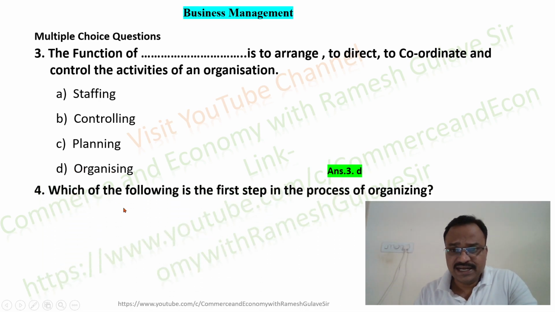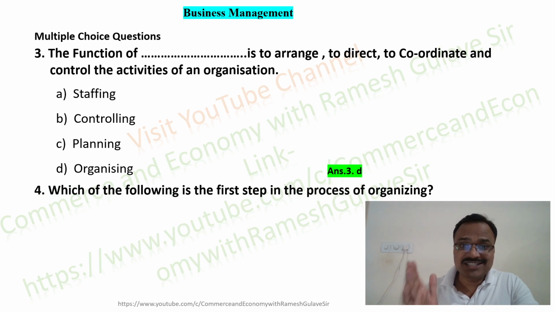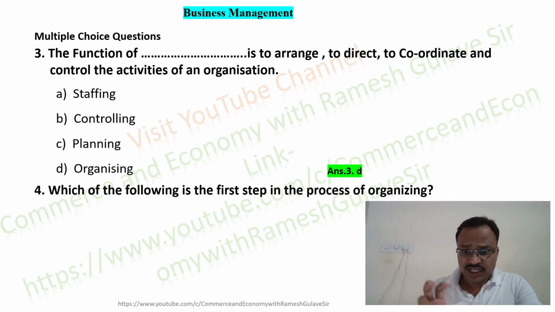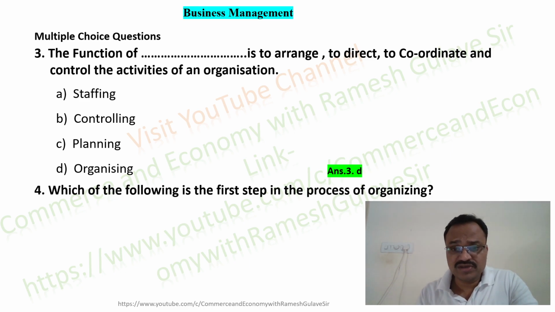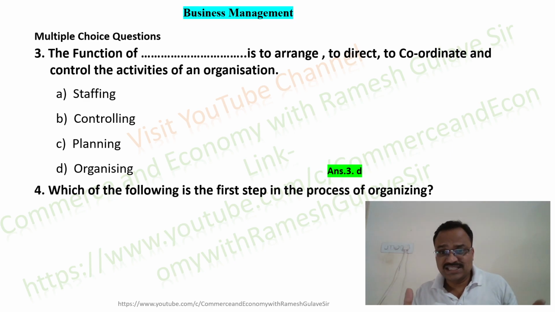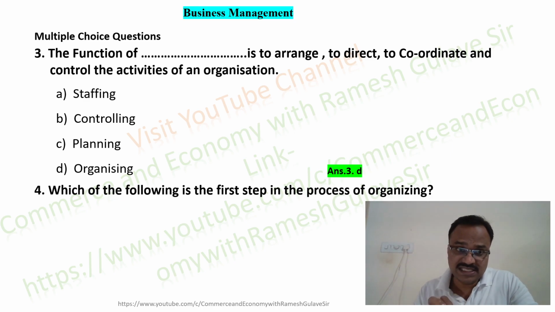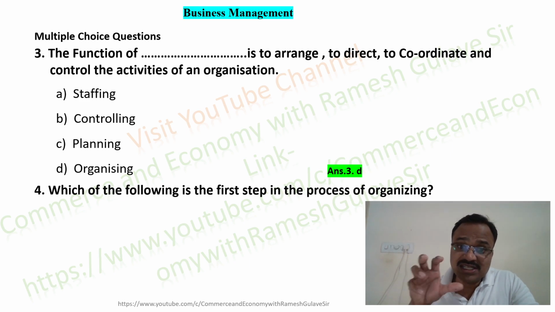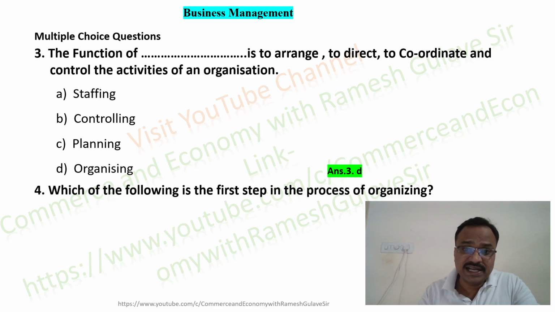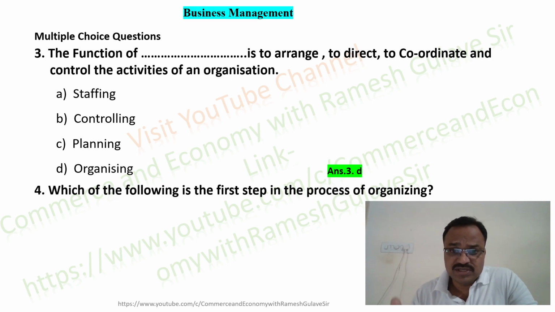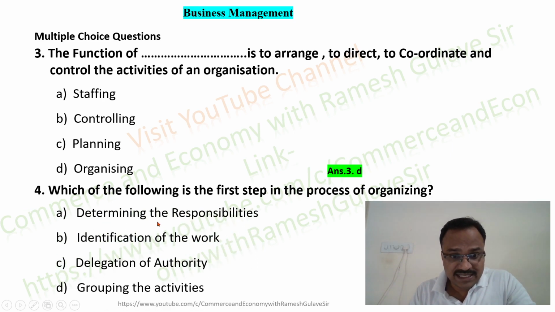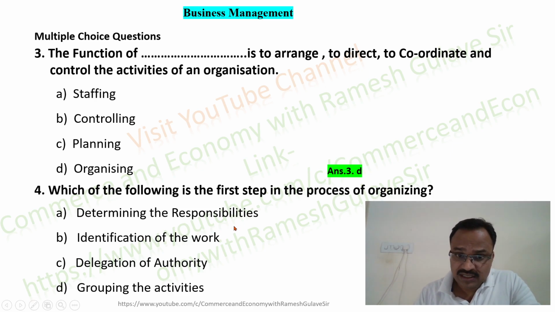Let us move on the next question, and it asks us which of the following is the first step in the process of organizing. See friends, as now we are discussing the important questions on the concept of organizing, first let it be clear that organizing is basically organizing the four things: men, material, machine and money. So it is the organizing function, right? As we have to arrange the men, material, money for the production activities, what can be the first step? So options are like, first option says determining the responsibilities, second identification of the work. So to find out the first step, let us discuss the options one by one.